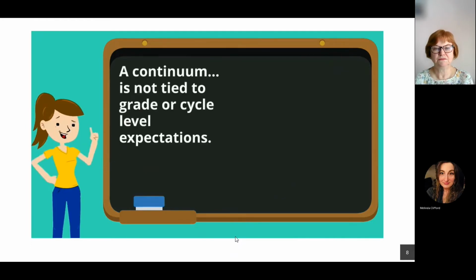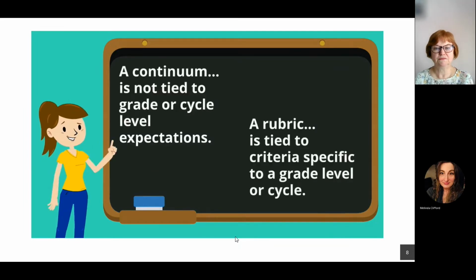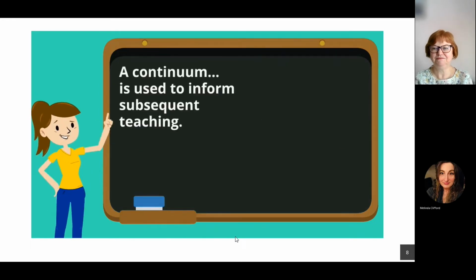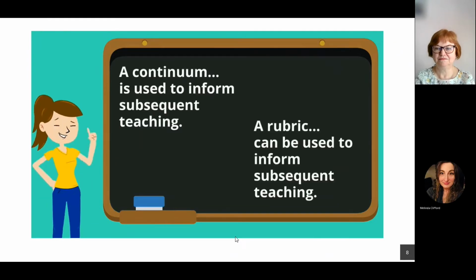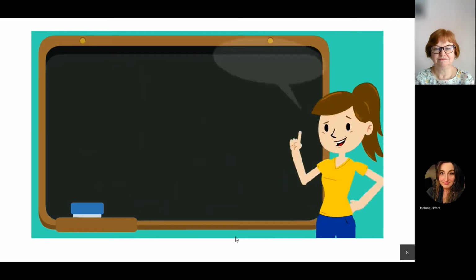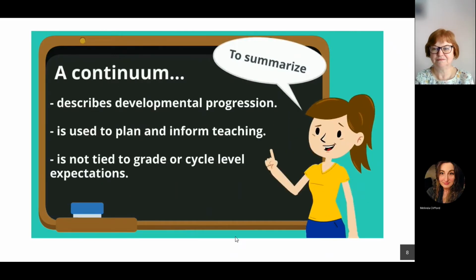A continuum is not tied to grade or cycle level expectations. A rubric is tied to criteria specific to a grade level or cycle. A continuum is used to inform subsequent teaching. A rubric can be used to inform subsequent teaching. To summarize, a continuum describes developmental progression, is used to plan and inform teaching, and is not tied to grade or cycle level expectations.